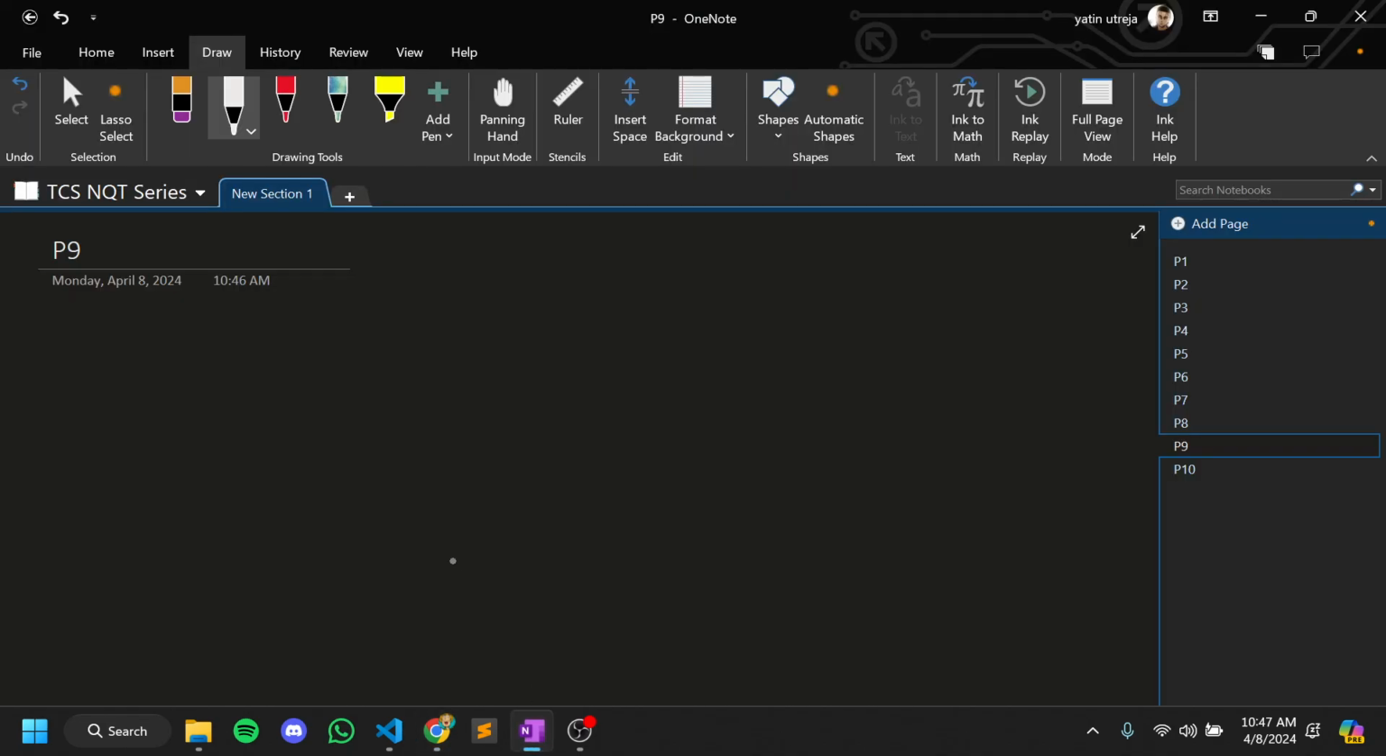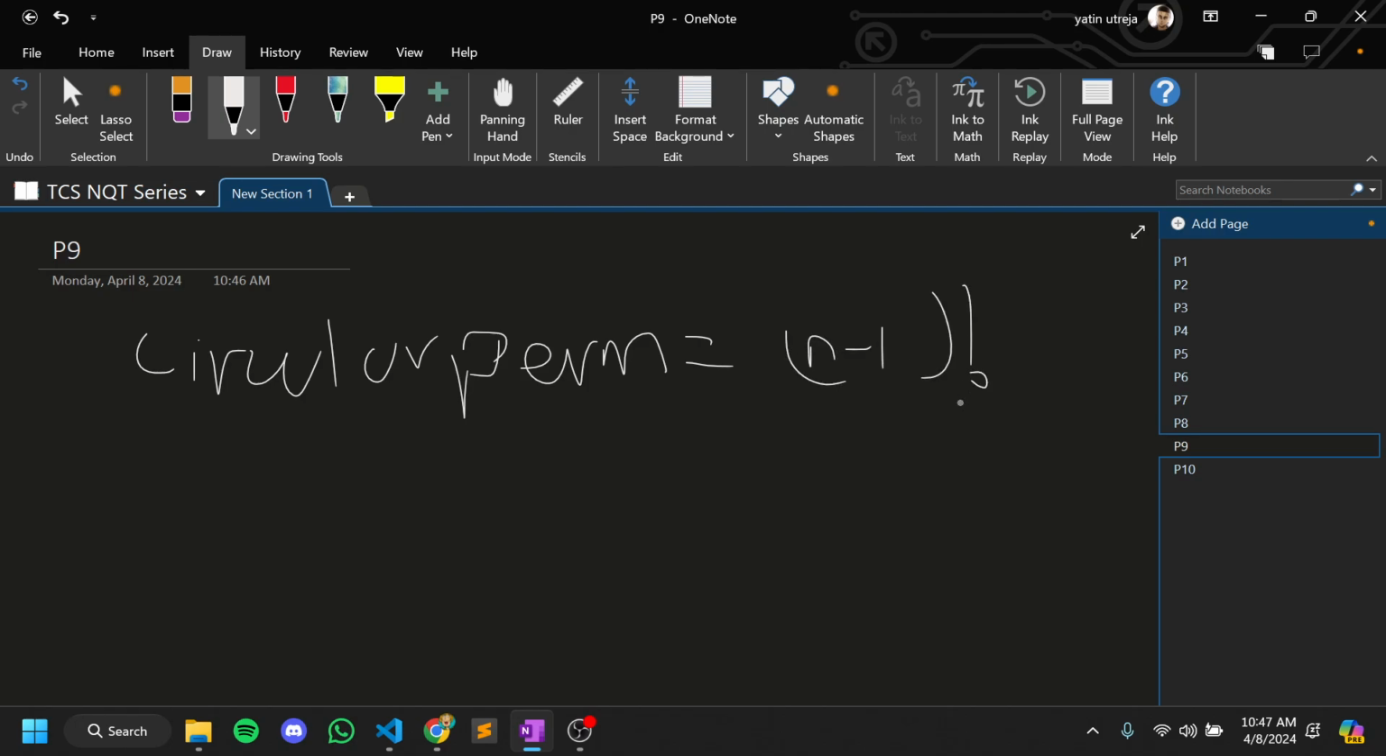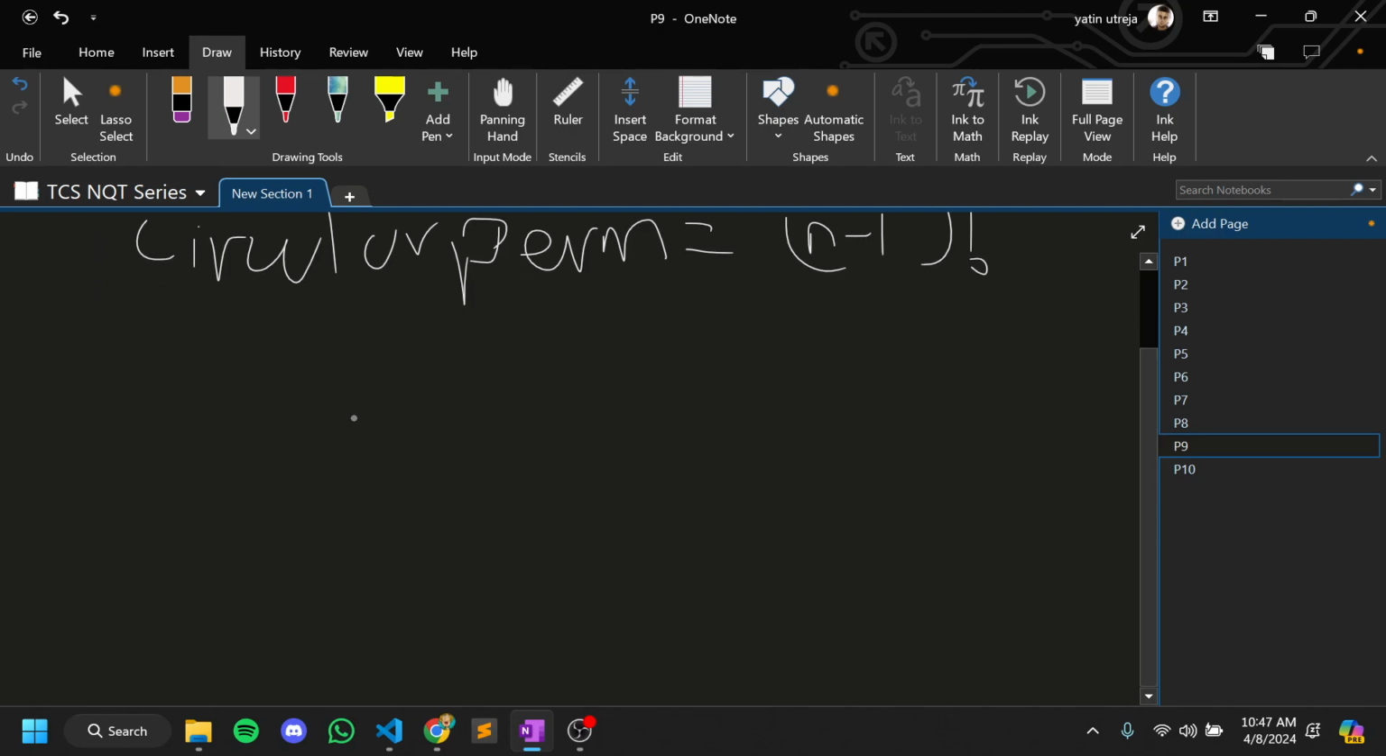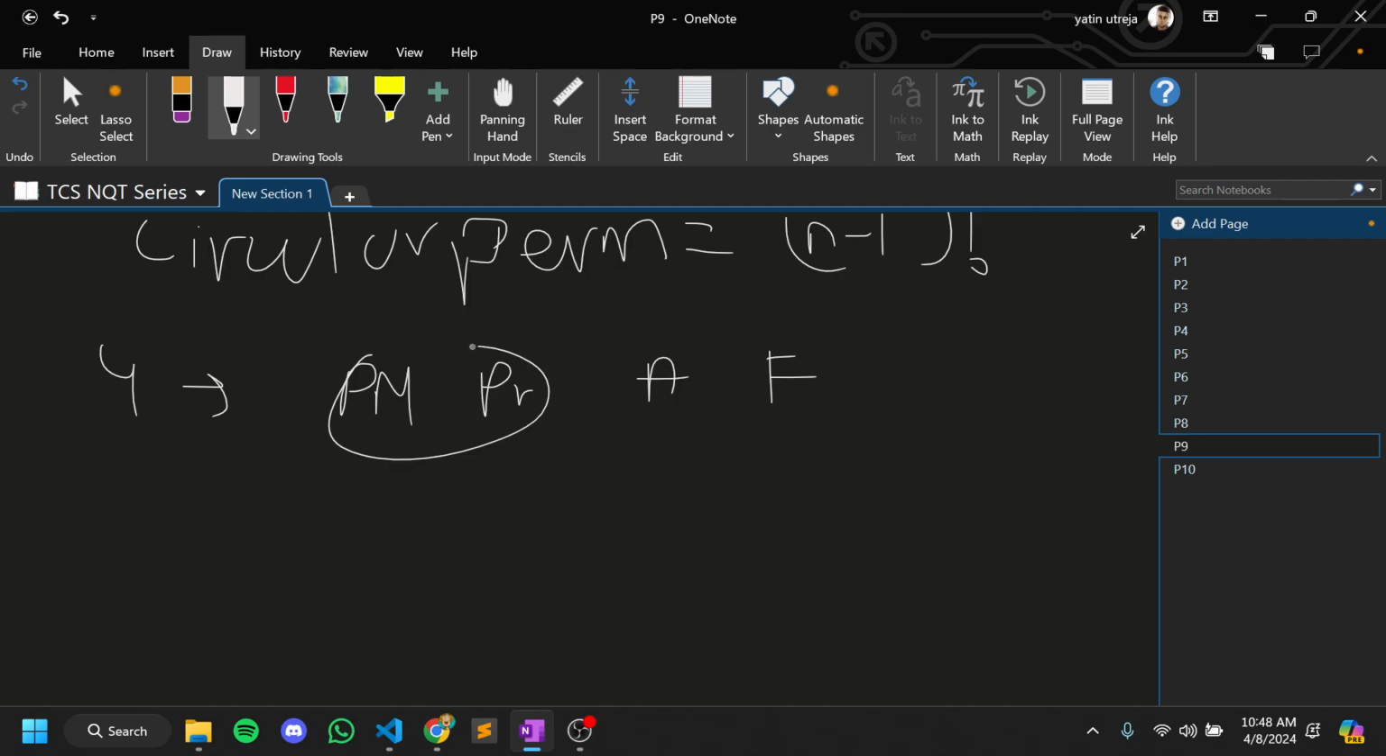So basically a very simple problem, as you all might be aware that in a circular permutation the total number of ways to seat n people is n minus 1 factorial. Now let's consider the scenario for 4 only, in which one is the PM, one is the President of India, one is from America and one is from France. We have to seat these people so that these two people always sit next to each other.